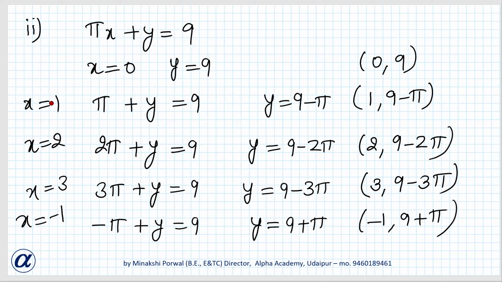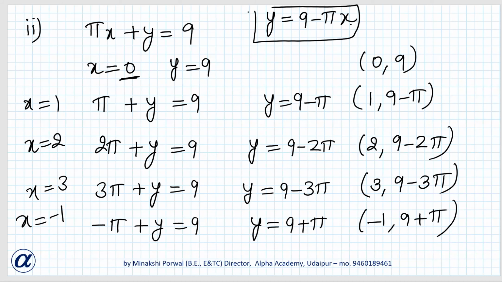-1 भी put कर सकते हैं, +1 भी put कर सकते हैं, 2, 3, this way 0, any number you can choose for x and find the corresponding value of y. इसको एक easy way और ऐसे भी लिख सकते हो. पहले y को x के टर्म्स में निकाल लो. y equals to 9 minus pi x. अब x की वैल्यू 0 पुट की, ये यहीं पे सब्स्टिट्यूट कर दो 0.